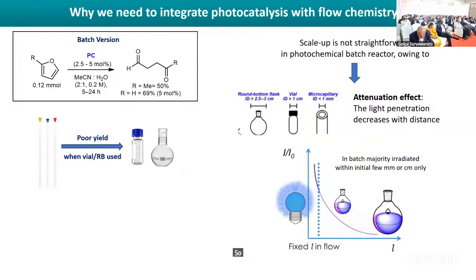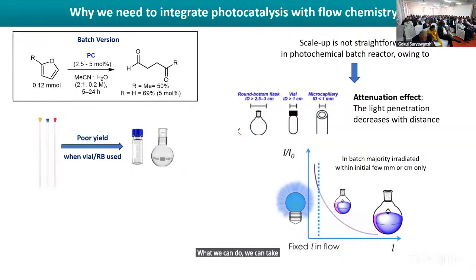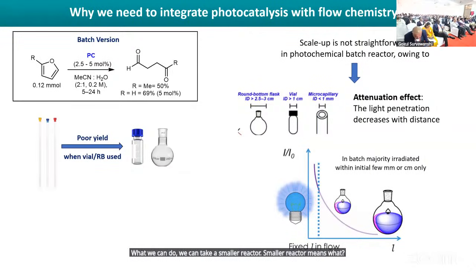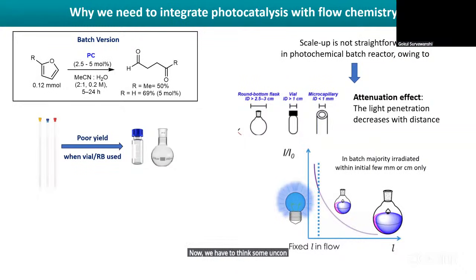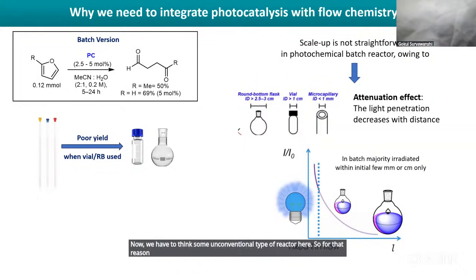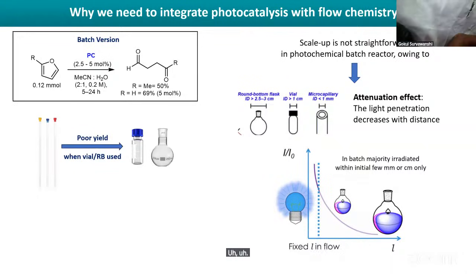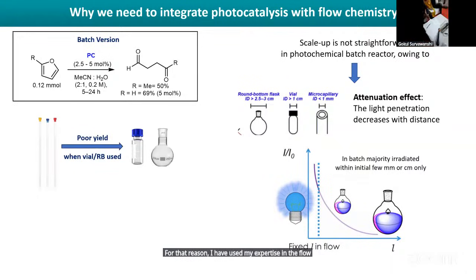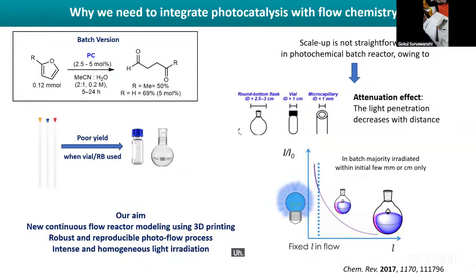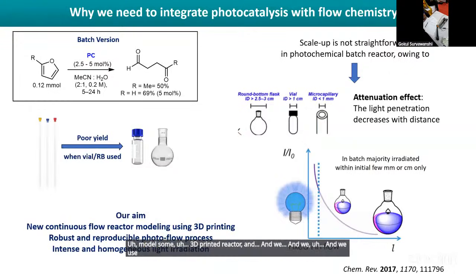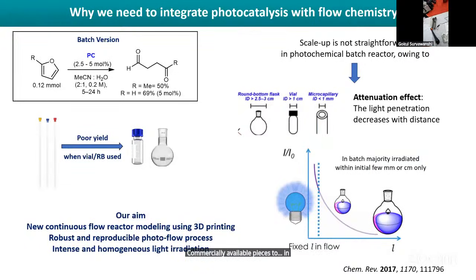So how can we solve such a problem? We can take a smaller reactor. Smaller reactor means what? Now we have to think of some unconventional type of reactor here. For that reason, I have used my expertise in flow chemistry, and we modeled some 3D printed reactors, and we use commercially available pieces in order to customize our photoreactor.